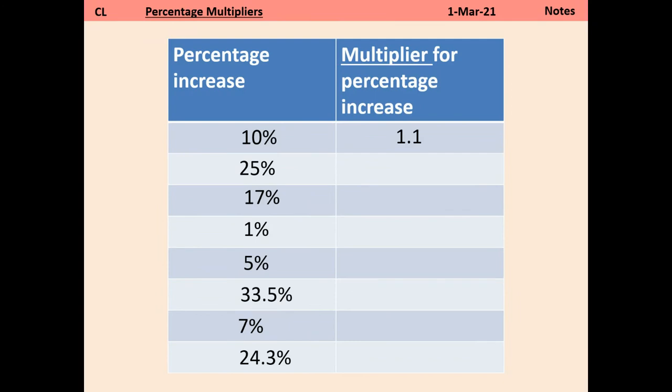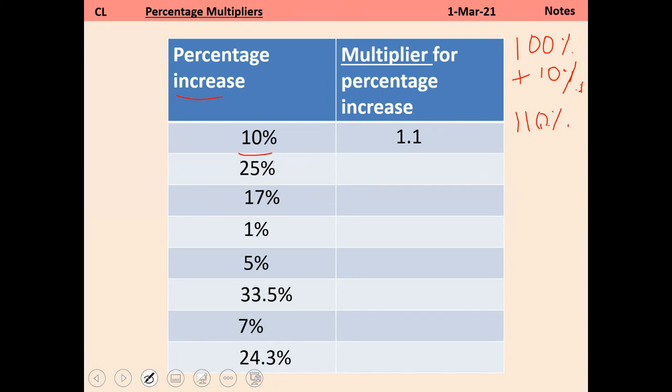What I would like you to do now in this particular exercise is to work out the percentage increases as a multiplier. The first one has been given to you, 10%. So a 10% increase, remember the original amount was 100%. If there's an increase of 10%, it's going to be 100% plus 10%. So the percentage increase in total would be 110%.